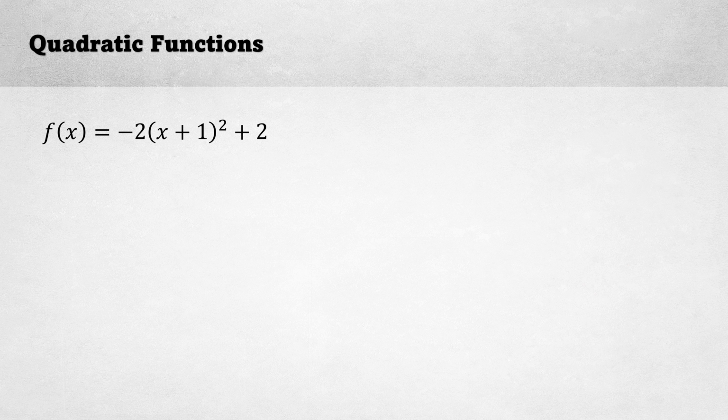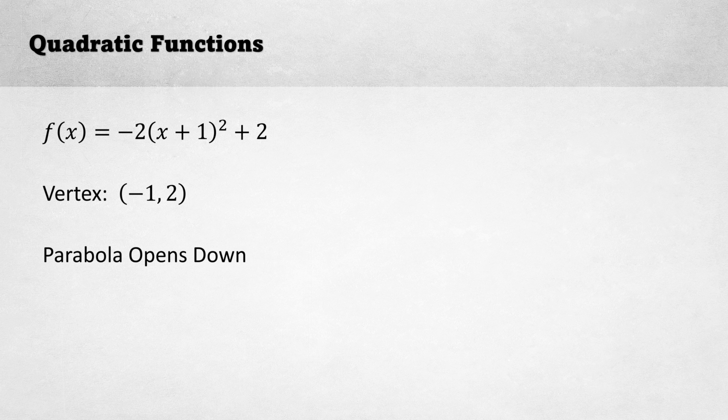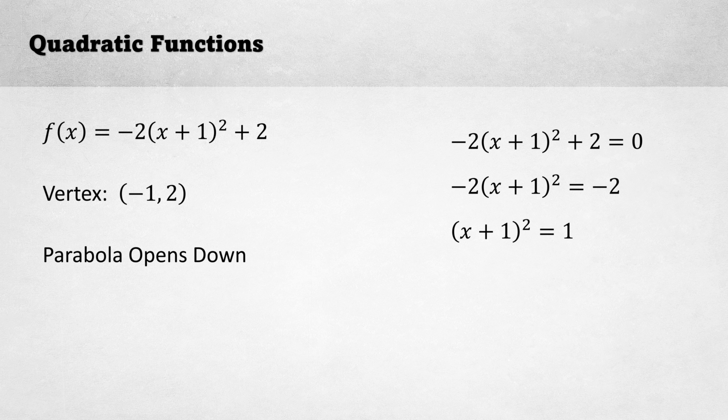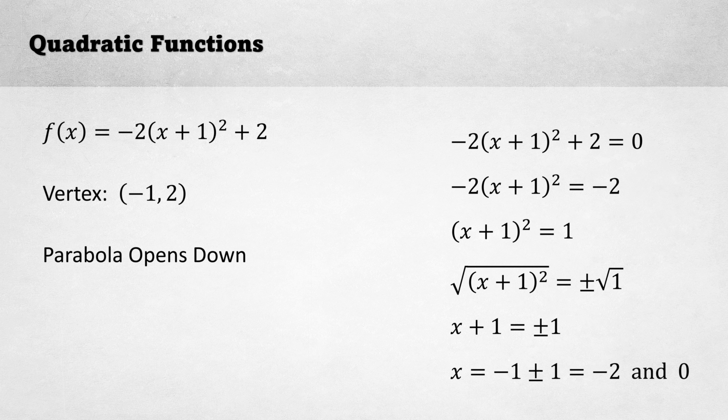Here is another quadratic function in vertex form. We can identify the vertex at the point negative 1, 2, and since a is negative, the parabola opens down. To find the x-intercept, we set y to 0. We first subtract 2 from both sides and then divide by negative 2. Taking the square root of both sides, we get plus or minus 1. Subtracting 1 from both sides, we get 2 different x-intercepts, one at negative 2, 0 and another at 0, 0.